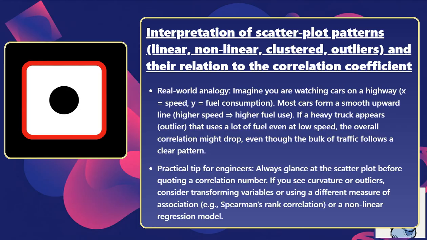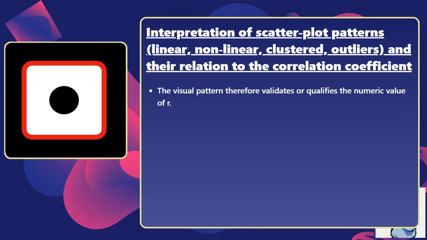Practical tip for engineers. Always glance at the scatter plot before quoting a correlation number. If you see curvature or outliers, consider transforming variables or using a different measure of association, for example Spearman's rank correlation or a non-linear regression model. The visual pattern therefore validates or qualifies the numeric value of R.